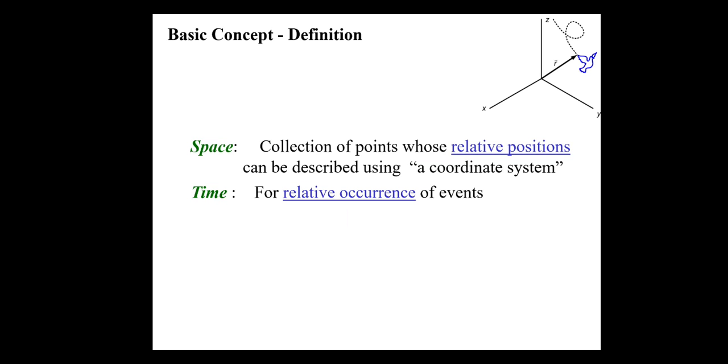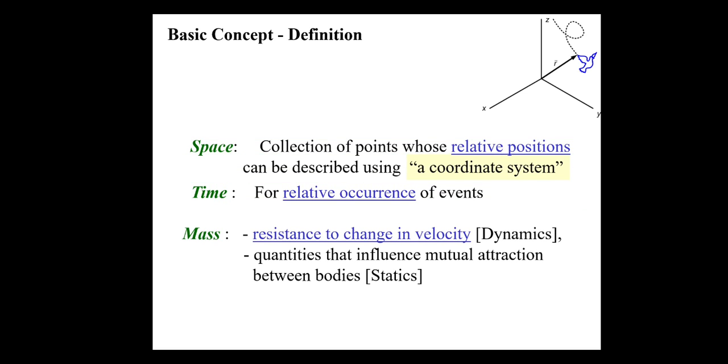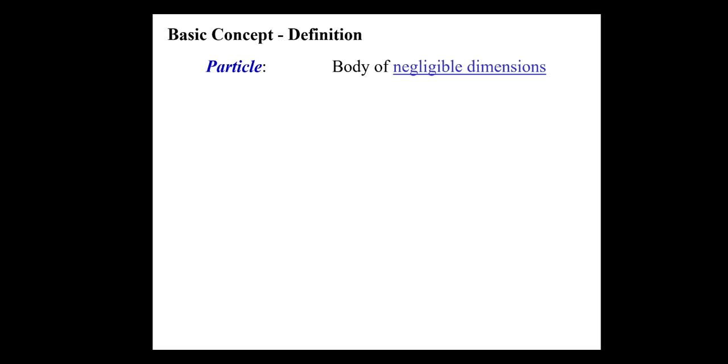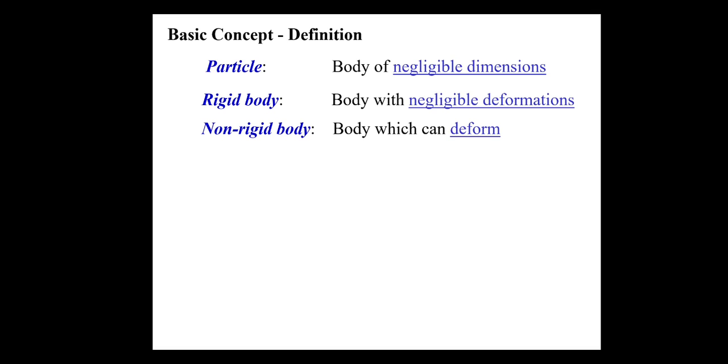Basic concept definitions. Space: a collection of points whose relative positions can be described using a coordinate system. Time: for relative occurrence of events. Mass: resistance to change in velocity under dynamics, a quantity that influences mutual attraction between bodies. Particle: a body of negligible dimensions. Rigid body: a body with negligible deformations. Non-rigid body: a body which can deform.